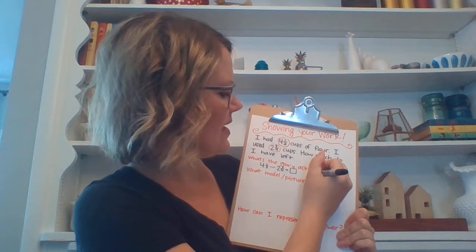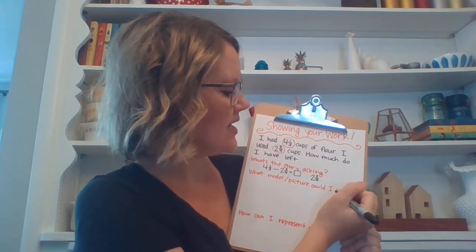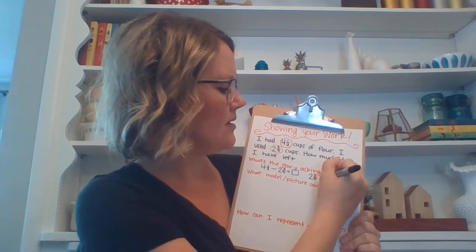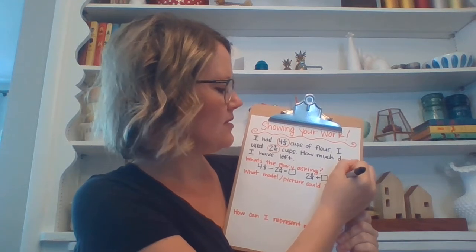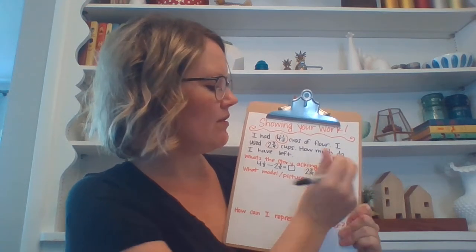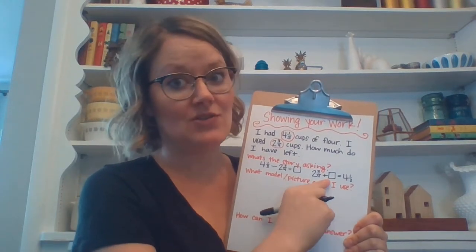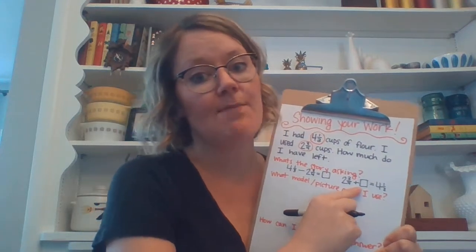Okay, so I'm going to rewrite this as 2 3/4 cups of flour that I used, plus the amount that I have left should get me to the amount that I started with. And now I can use addition instead of subtraction, and that to me is just a lot friendlier way to go. You don't have to do it that way, but that's the way I'm going to model today.